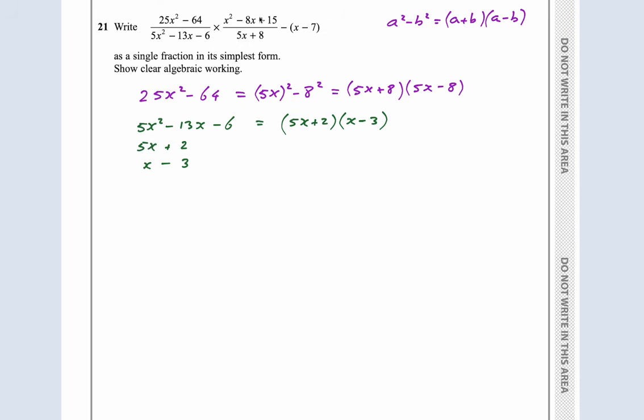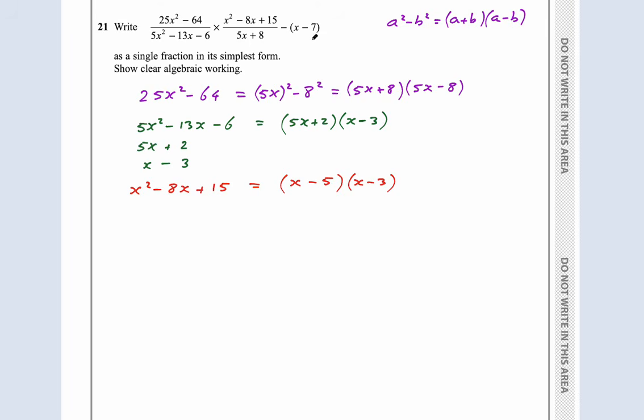Now I'm going to factorize this quadratic. Let's use a different color. x squared minus 8x plus 15. This one is a bit easier, guys. It's just x minus 5 times x minus 3, because minus 5 times minus 3 gives the plus 15, and minus 5x minus 3x gives me the minus 8x. Okay, so I've factorized the three things that need factorizing.